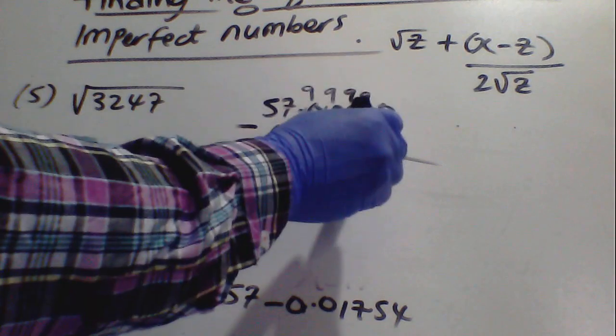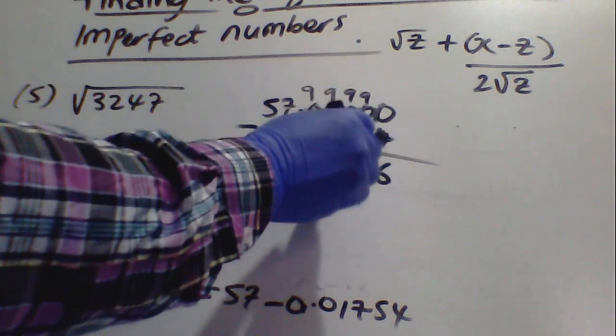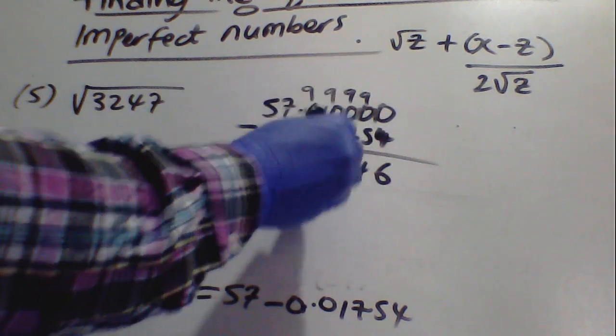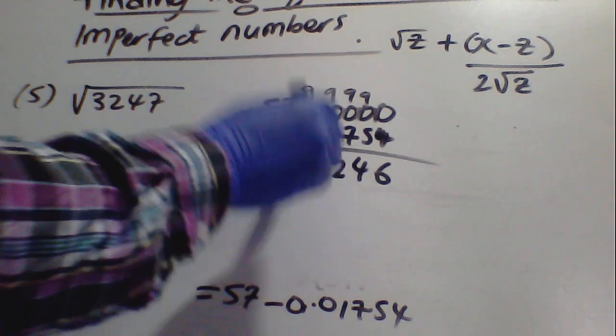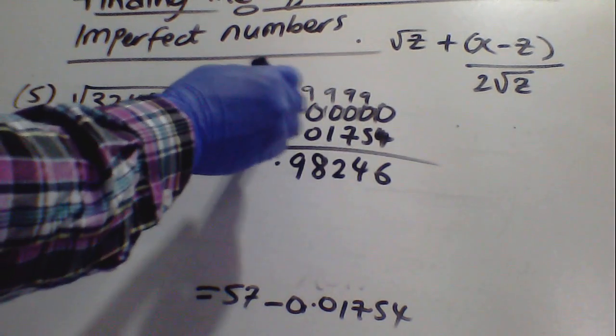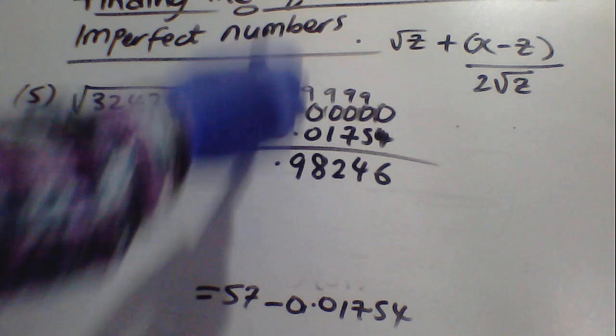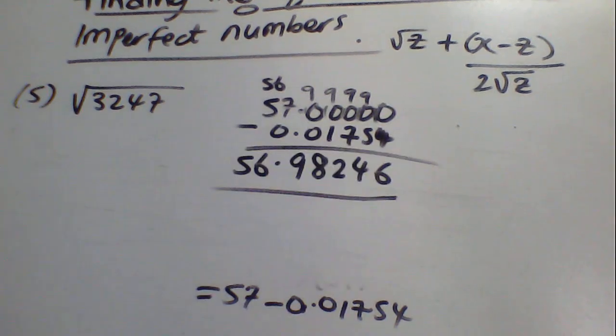9 minus 5 will give us 4. 9 minus 7 will give us 2. 9 minus 1 will give us 8. 9 minus 0 will give us 9. When you carry 1 from here, what is left is 56. So you bring 56 down. So that is it. When you get to this point, you already solved it.